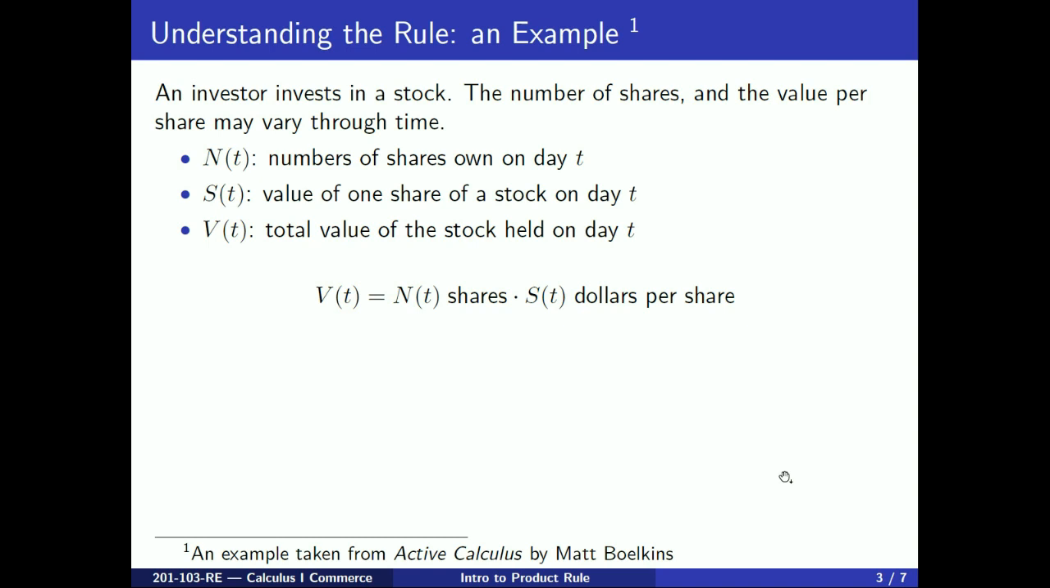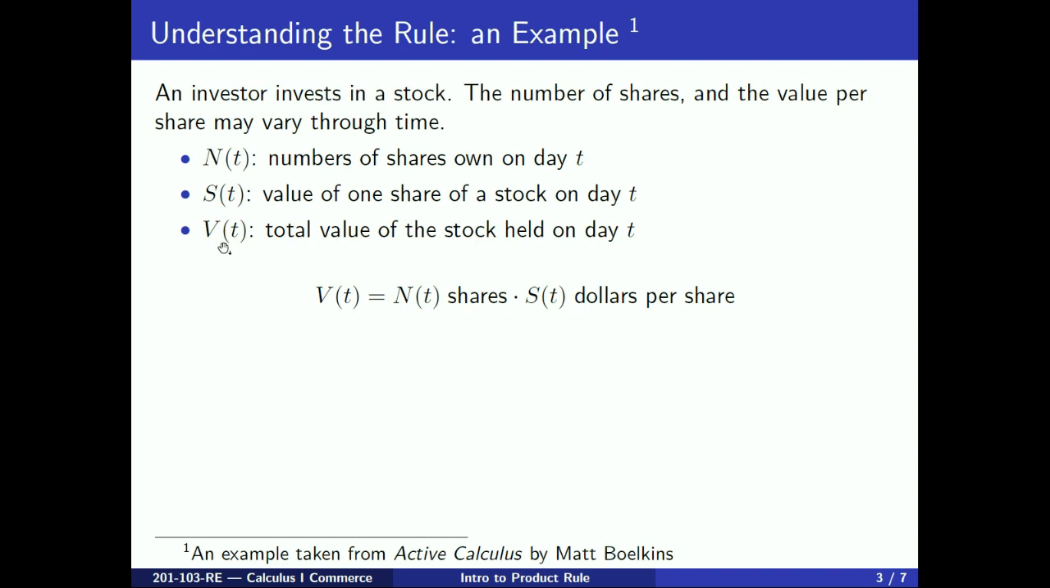To understand how we could come up on our own with the product rule, I suggest that we go through a practical example taken from Matt Boelkins' Active Calculus section 2.3. So consider an investor that invests in a stock by buying shares of that stock. The total value of a stock held on a given day is the product of the number of shares times the price per share. Call each of these functions respectively v of t, n of t, and s of t. So n of t is the number of shares owned on day t, s of t is the value of one share, and v of t is the total value of the shares. So v of t is also the total value of the stock.